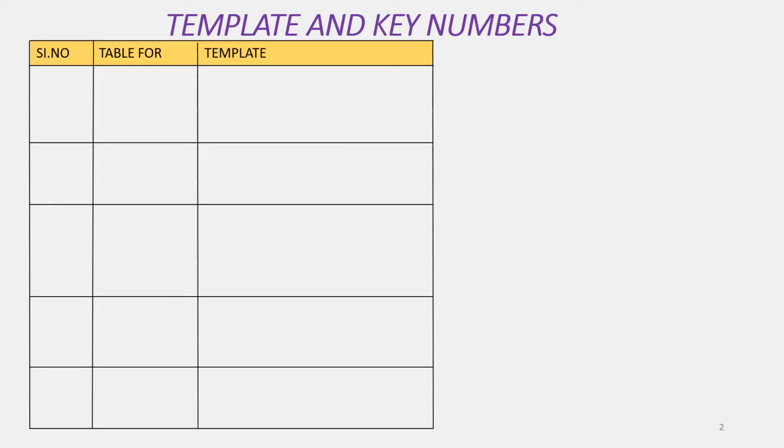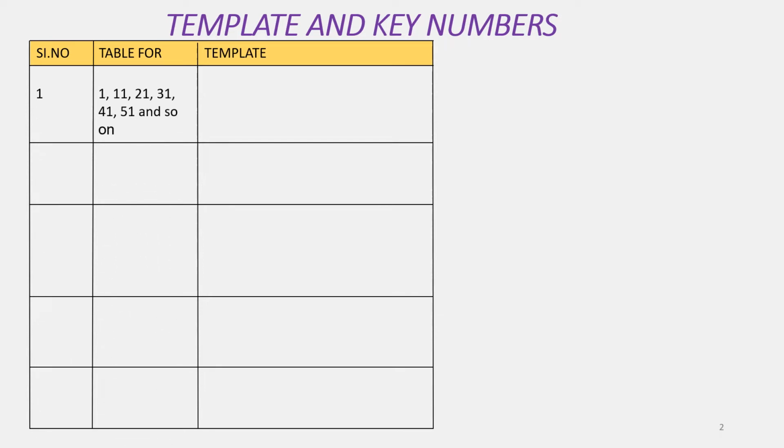One is the template and another one is key numbers. We will see what a template is first. A template is a box with numbers in a particular order. This template is common for tables of n with a similar ending number.